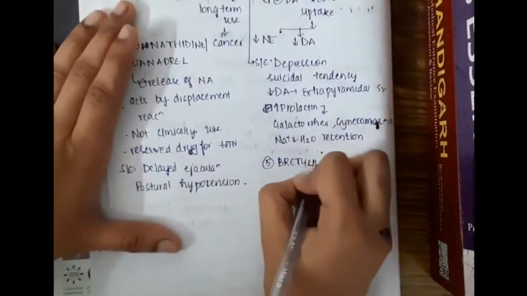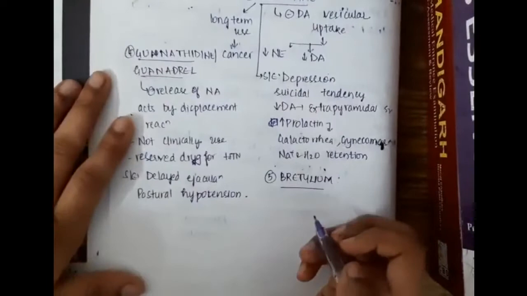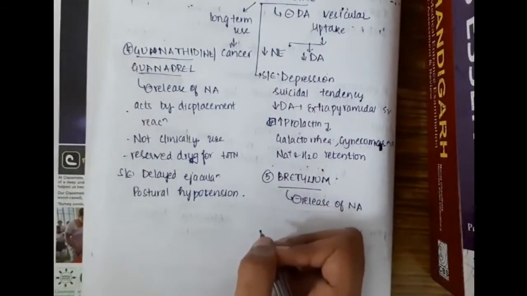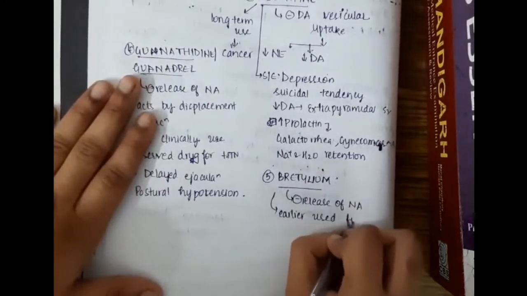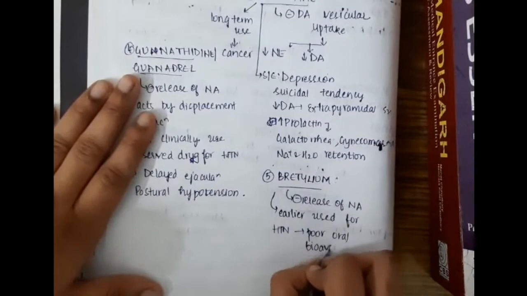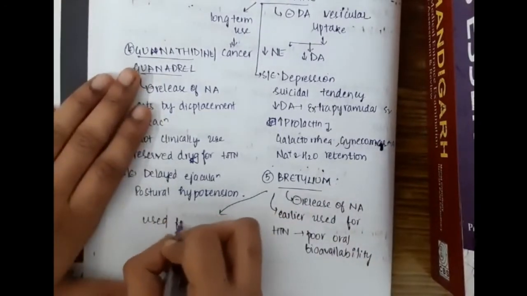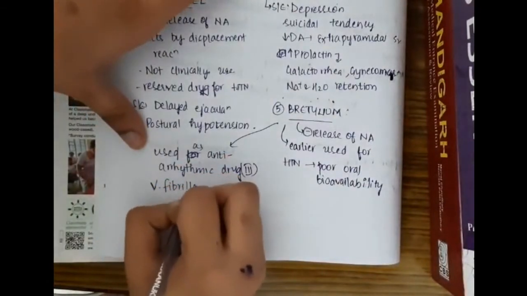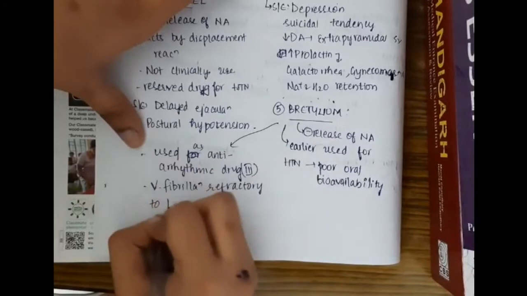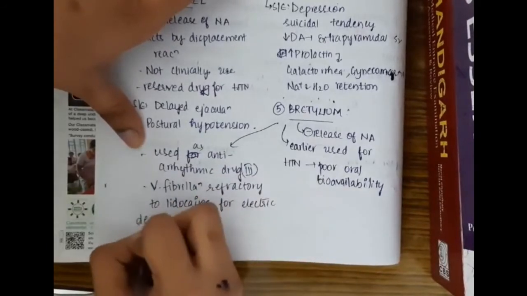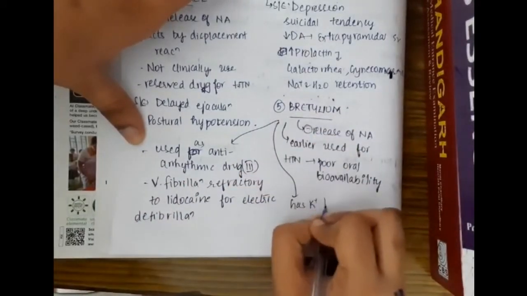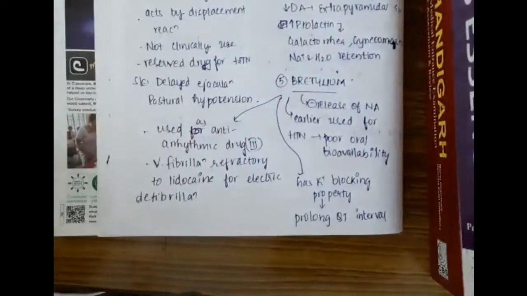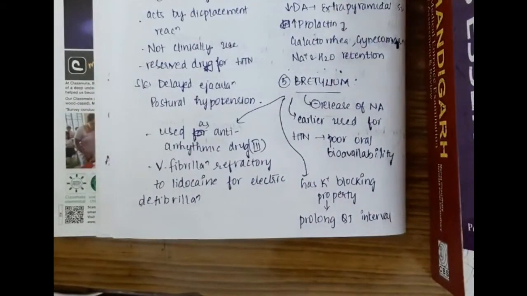Then the next drug is bretylium. Bretylium is also a drug which inhibits the release of noradrenaline. Earlier, bretylium was used for hypertension, but because of poor oral bioavailability, it is not used now. It is used as an antiarrhythmic drug, a third generation antiarrhythmic drug. Ventricular fibrillation refractory to lidocaine or electrical defibrillation is treated with bretylium. This bretylium also has potassium blocking property, and thus it will prolong the QT interval. So these are the important adrenergic neuron blockers.